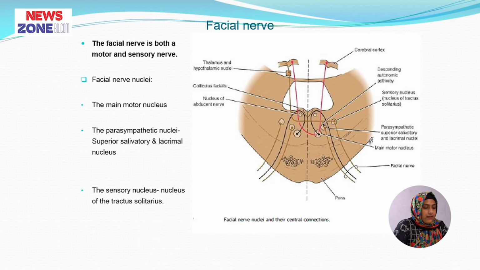Facial nerve. The facial nerve is also a mixed nerve, that means it carries both motor and sensory fibers. There are some facial nerve nuclei: the main motor nucleus, the parasympathetic nuclei, which are the superior salivatory nucleus and lacrimal nucleus, and the sensory nucleus, which is the nucleus of tractus solitarius.